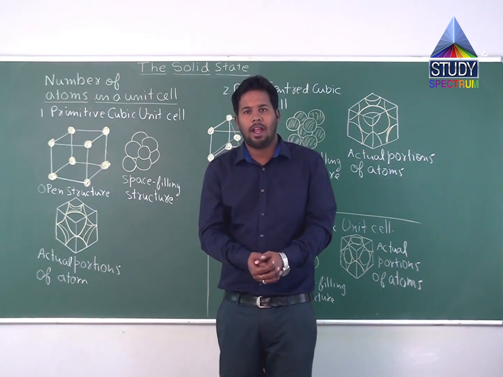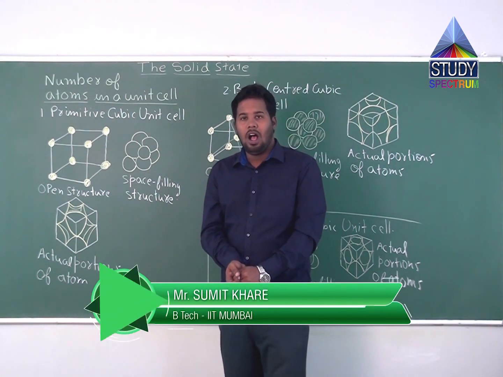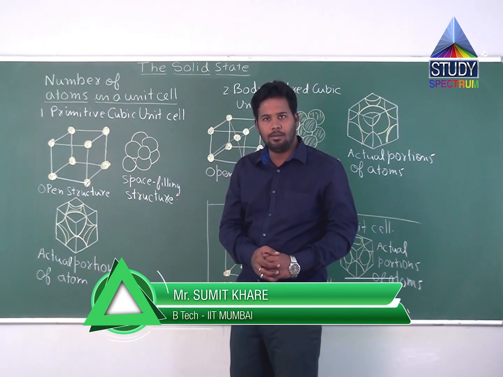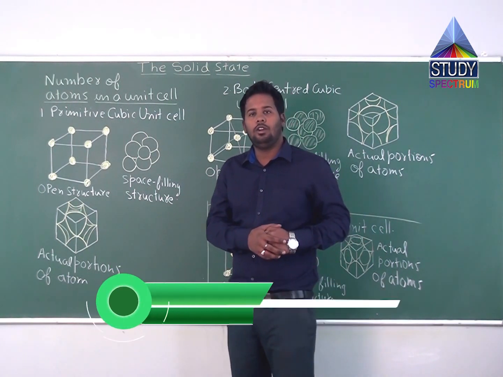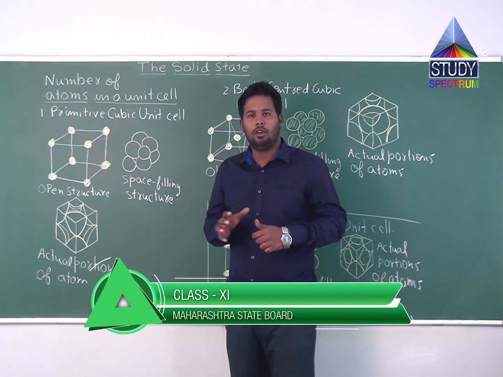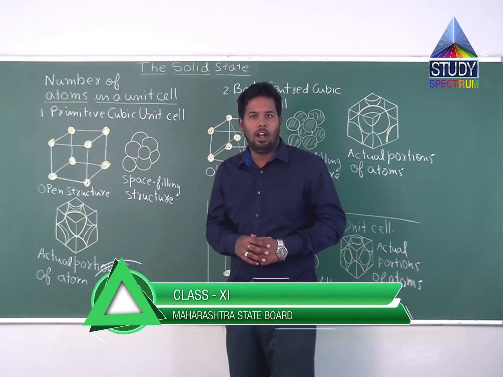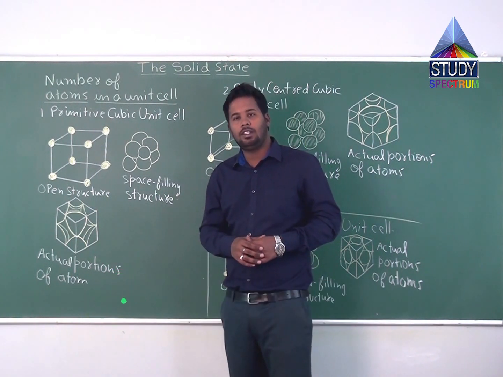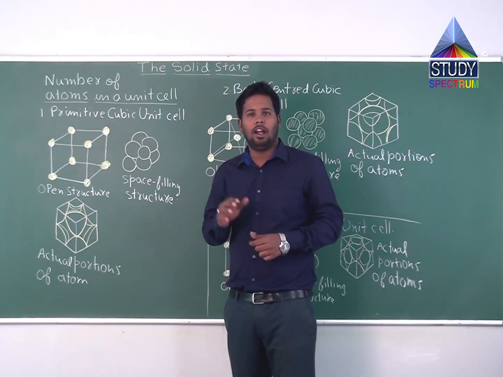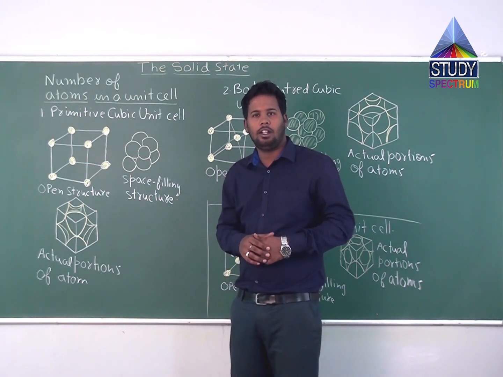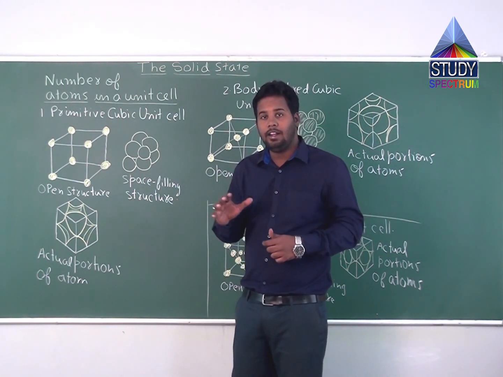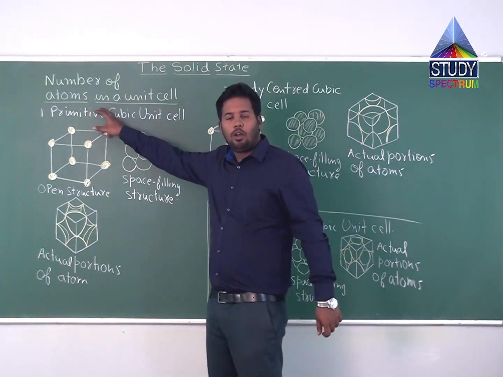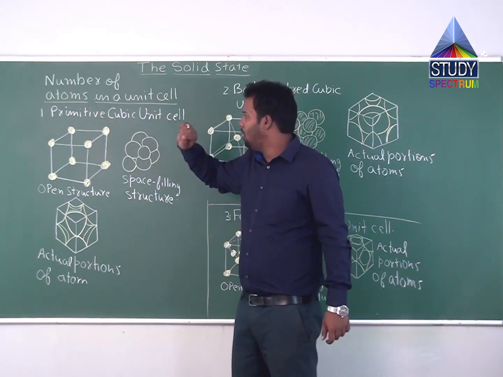Since we are done with Bravais lattices, now let us talk about how to find the number of atoms in a unit cell. We have seen that unit cell can be classified as primitive cubic unit cell and centered cubic unit cell, and centered cubic unit cell can be further classified as body centered cubic unit cell and face centered cubic unit cell, and there was a third classification of centered cubic unit cell, that was end centered cubic unit cell.